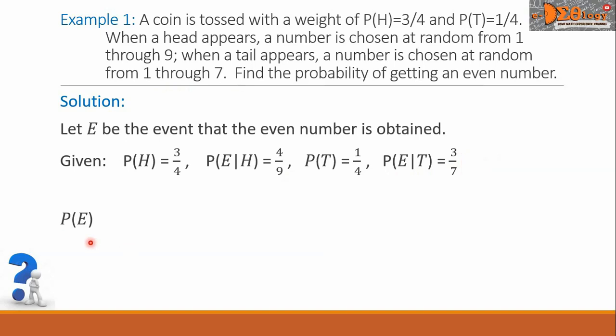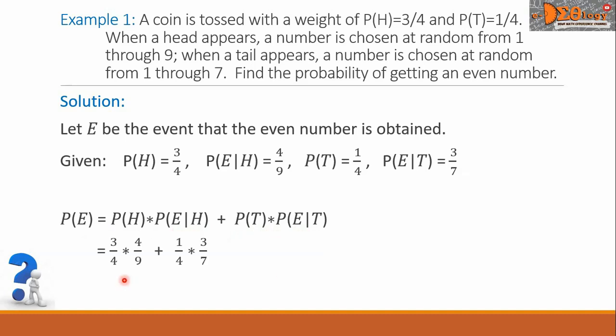Now for the P of E, the total probability for E, the formula is P of H times P of E given H plus P of T times P of E given T. Let us substitute the corresponding values. We have now 3 over 4 times 4 over 9 plus 1 over 4 times 3 over 7.